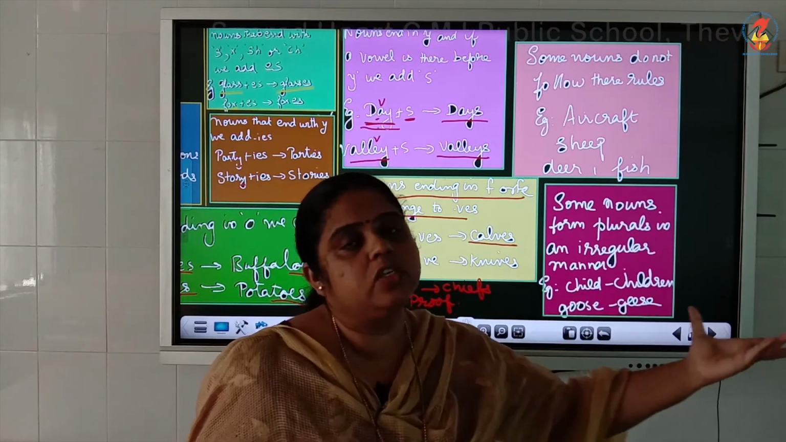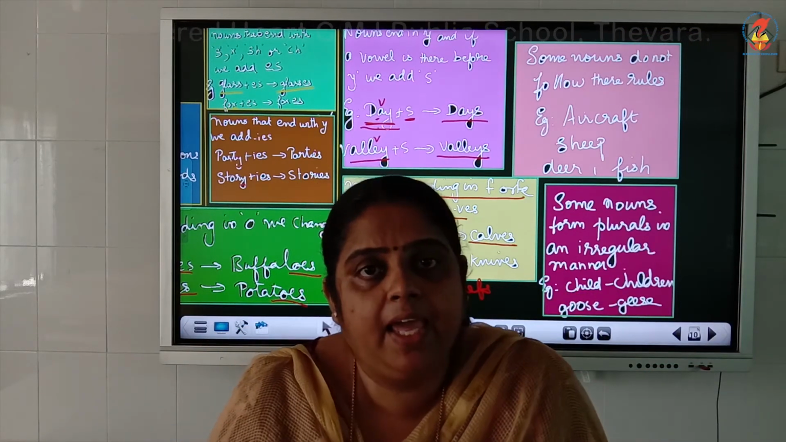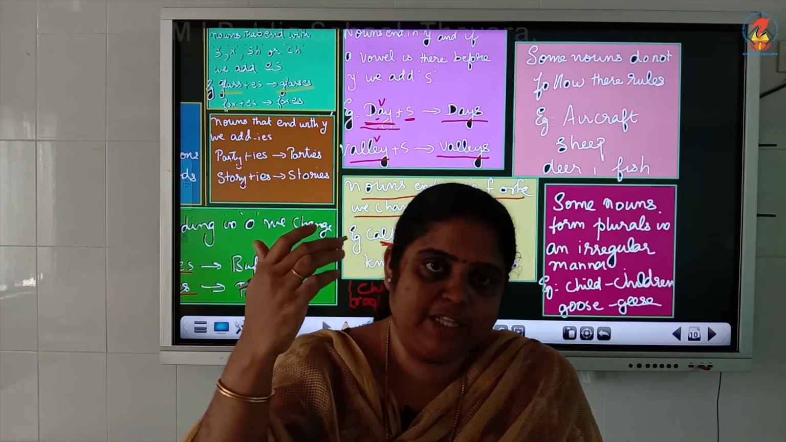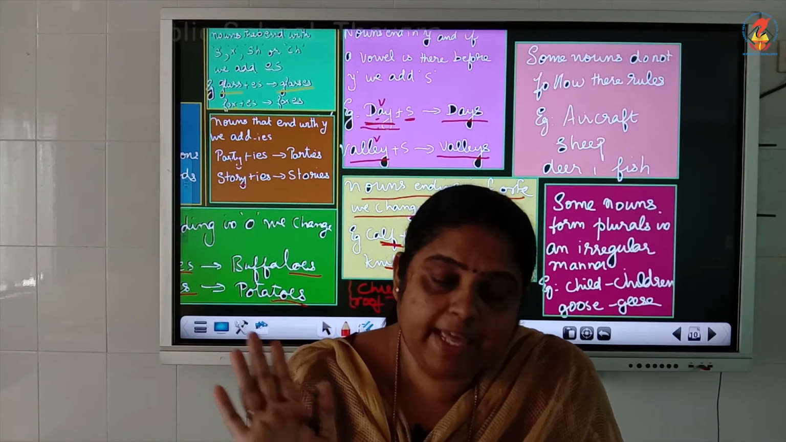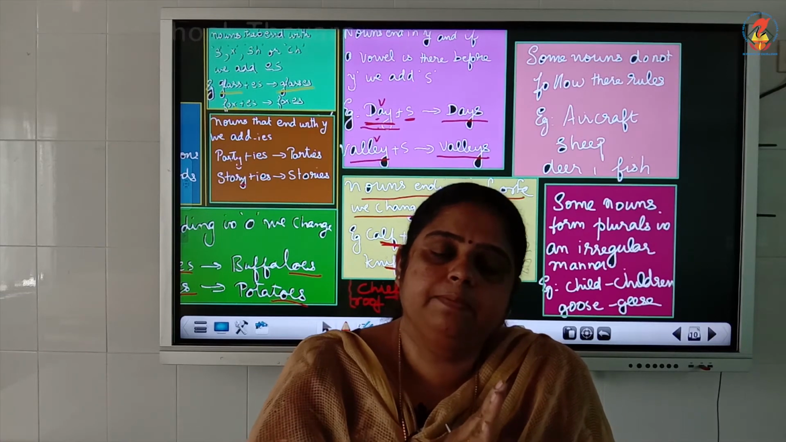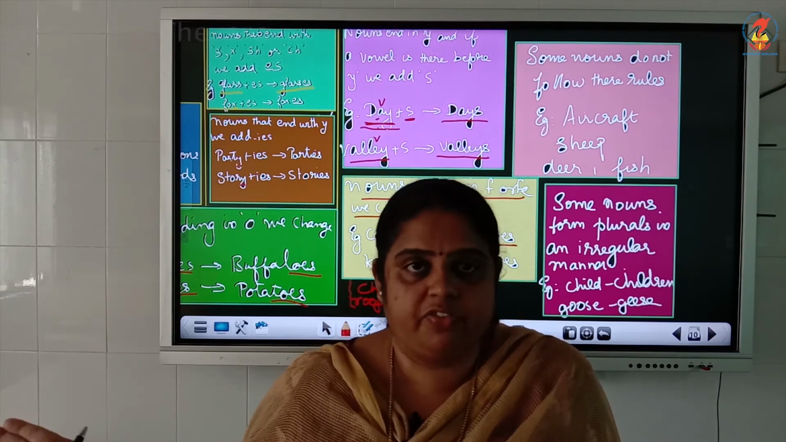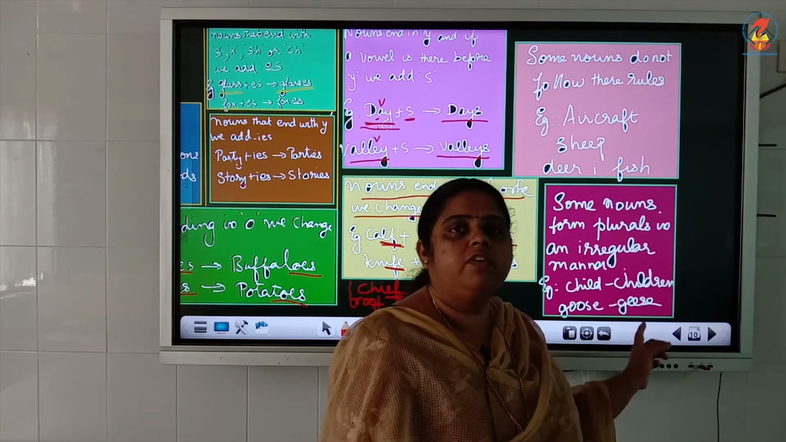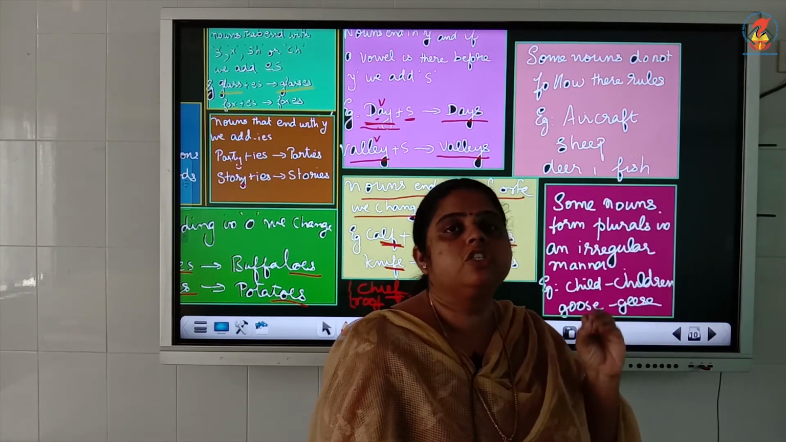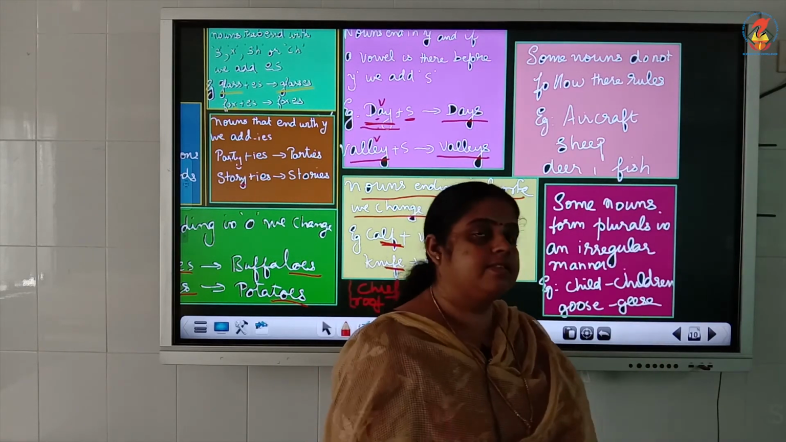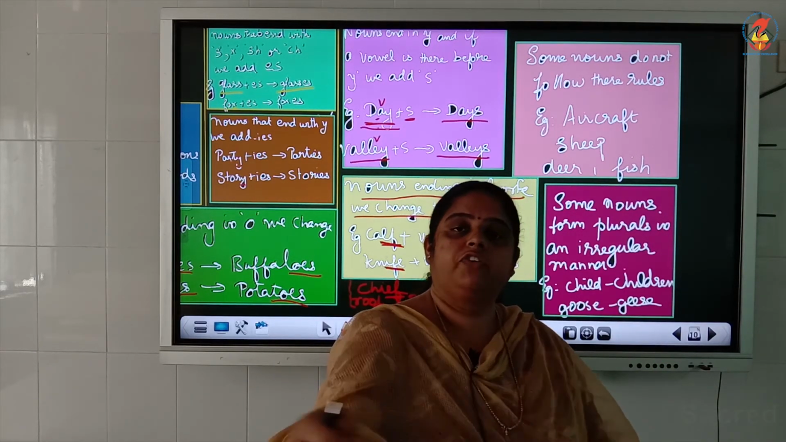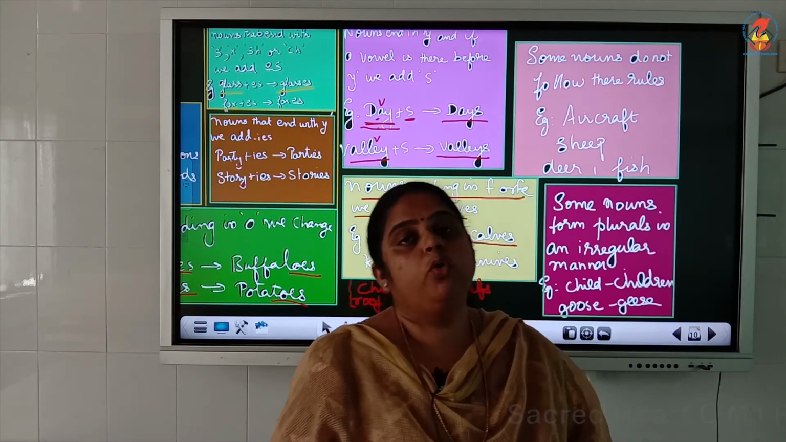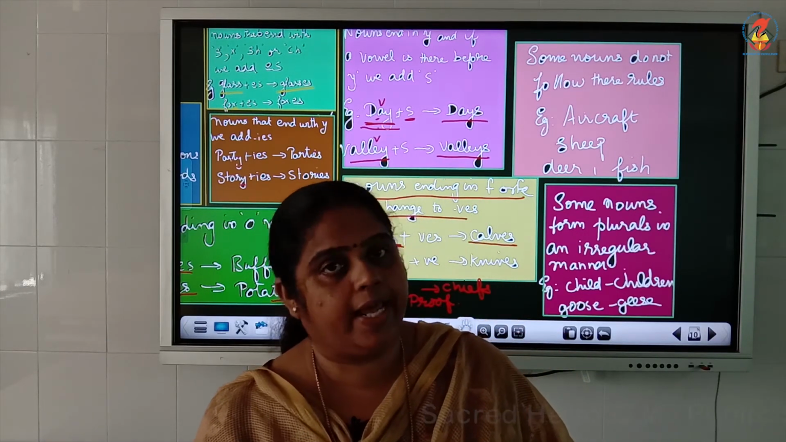Then some nouns are there which we use in an irregular manner. We cannot add S or ES. The plurals will be entirely different. For example, child. This is the word which most of you use wrongly. We say childs. Give the toffee to the childs. Is it correct to say like that? No. The plural of child is children.